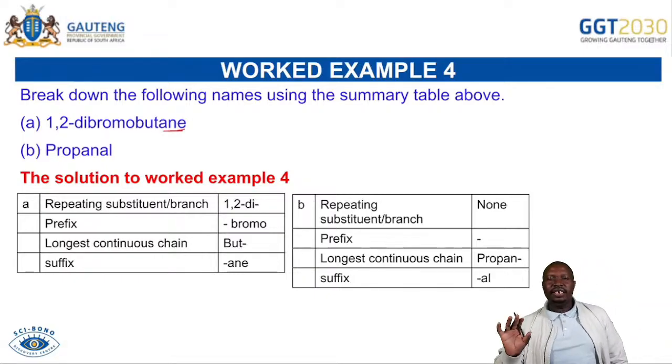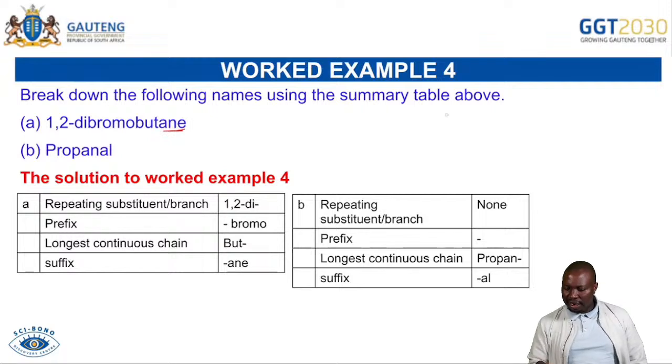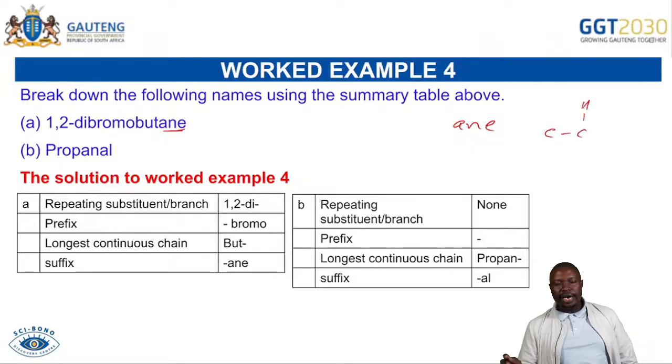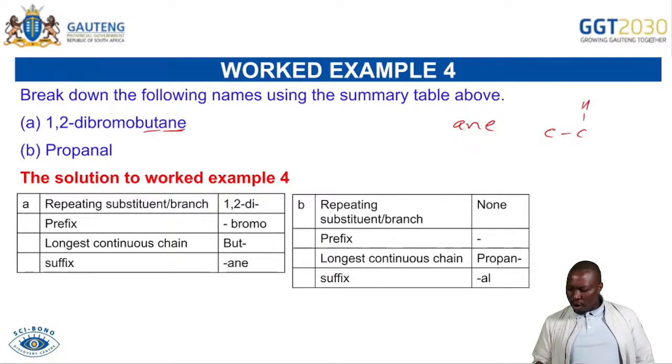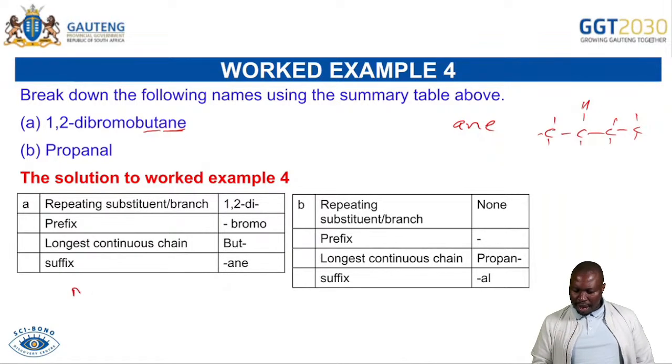"Ane". "Ane" is telling you that this is an alkane. The name ends with an "ane". It means carbon single bonds, and hydrogen. It's an "ane". "But", or still "but", so 4 carbons. So this structure has 4 carbons. "But" means 4 carbons.